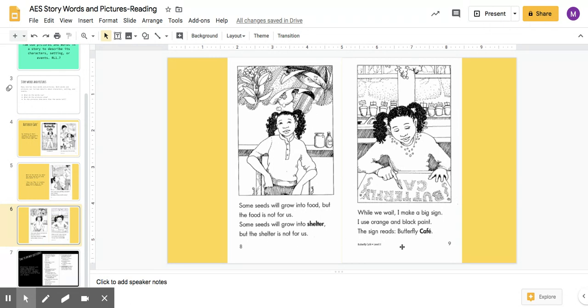And page 9, it says the sign reads Butterfly Cafe. A cafe is a place where you can go and sit down and eat and drink some snacks and juice and things like that. So they're making a butterfly cafe, a place for butterflies to come and eat.